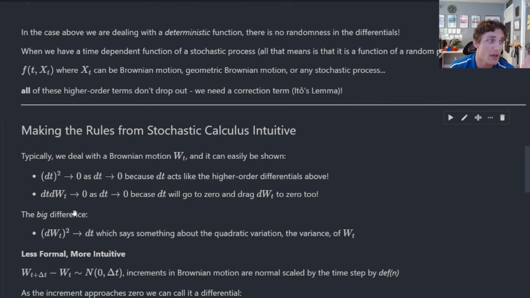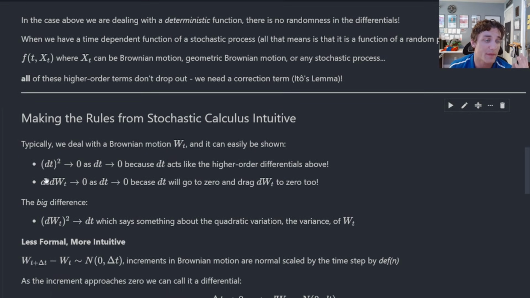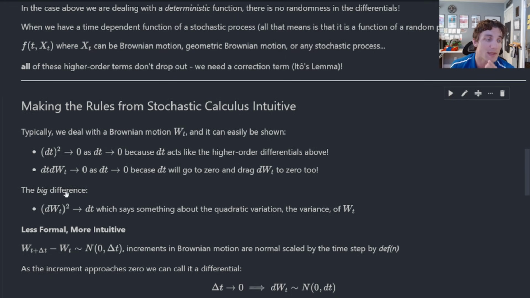The same is true here with the product of the differential of time and the differential of the Brownian motion. That is also going to go to 0 as the differential becomes arbitrarily small. But there's a big difference here. The big difference is when we take a look at the squared differential of Brownian motion. So these aren't too much of a surprise. This is exactly what we saw above with the Taylor series expansion for that first order derivative.